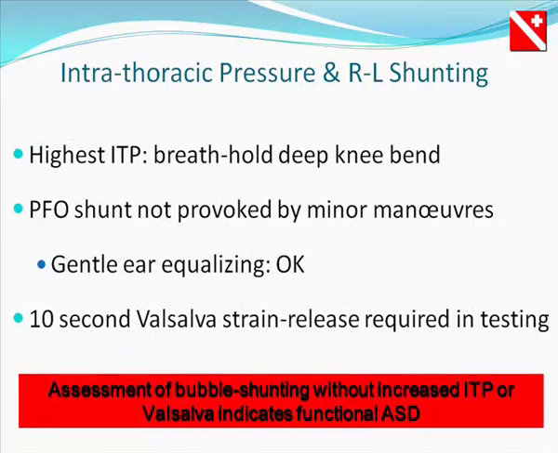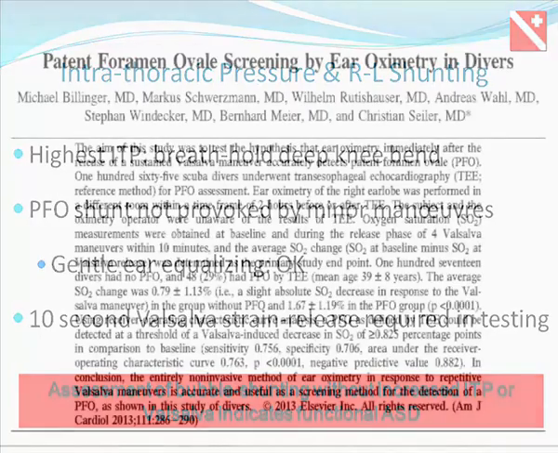Intrathoracic pressure, as I say, the worst would be breath holding and doing a strenuous deep knee bend. That is the worst shunt-provoking maneuver yet described. So clearly, if someone has a PFO, you'd want them to resist going for an immediate bowel movement after they've done their 7-hour trimix dive. Okay. Gentle ear equalizing, on the other hand, doesn't appear to be significant. When you do want to do a provocation test, it requires at least a 10-second Valsalva. And we'll talk about that when we look at this test.